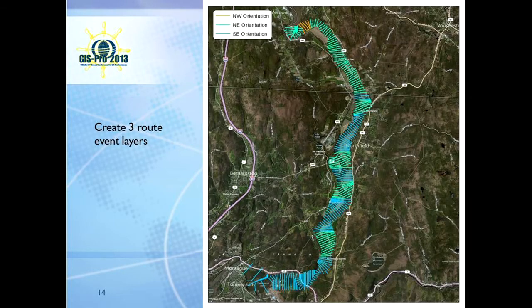And so I created 3 route event layers based on transect orientation. I messed it up the first few times, took a couple tries, because if you do it wrong, the elevation profiles get reversed and your river's just backwards, and that makes no sense. So the create route tool generated points for each of the transects.